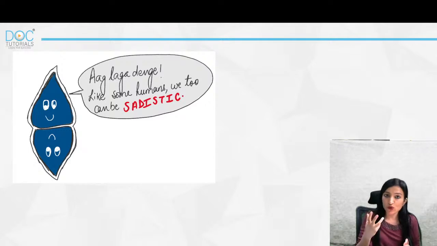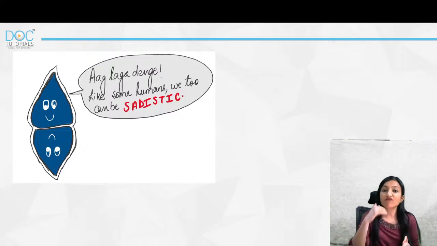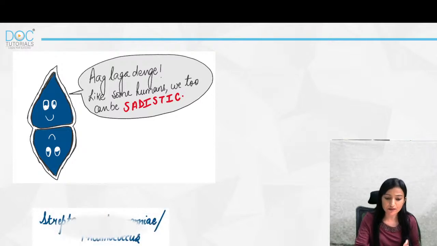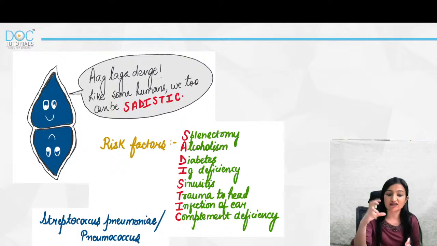It is a diplococcus, and all cocci are not spherical. This is a classical example. This coccus is lanceolate-shaped or flame-shaped. Now, this is a very arrogant organism. Aag laga dega. Like some humans, these organisms can also be sadistic. Okay, "aag laga denge" is just a memorizing tip for the flame-shaped morphology of these bacteria. All right, so Streptococcus pneumoniae or pneumococcus exists in this morphology. There are two organisms together, encapsulated by a nice capsule.